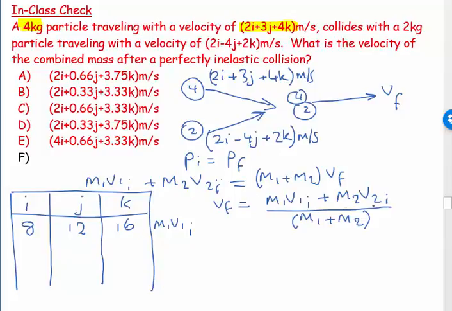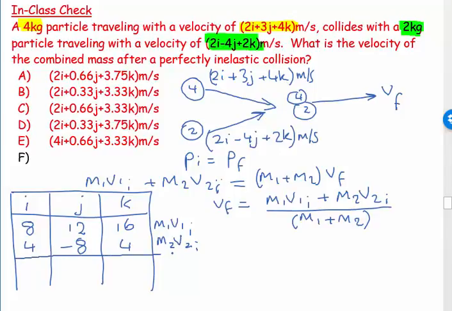And then the next thing we want to do is add m2 v2 initial. And if I look up here, there's my m2 and there's my v2. So I need to put these guys together, and I can say, well, that's going to be 2 times 2 is 4, and 2 times minus 4 is minus 8, and 2 times plus 2 is 4.